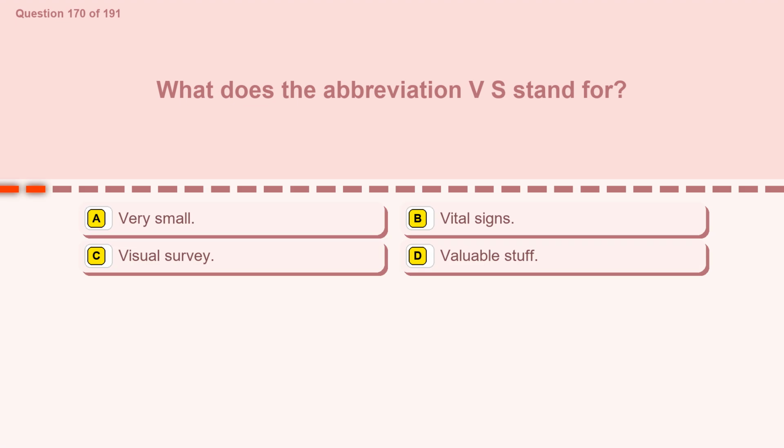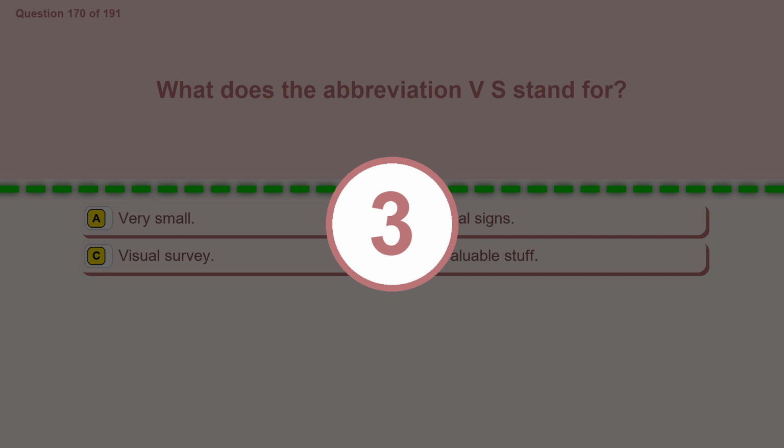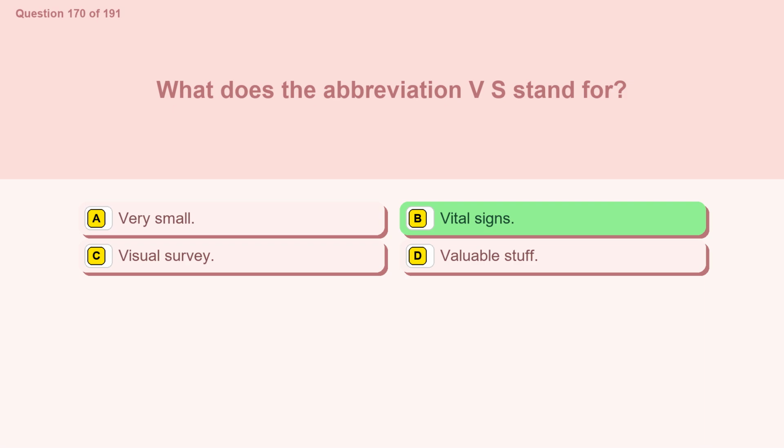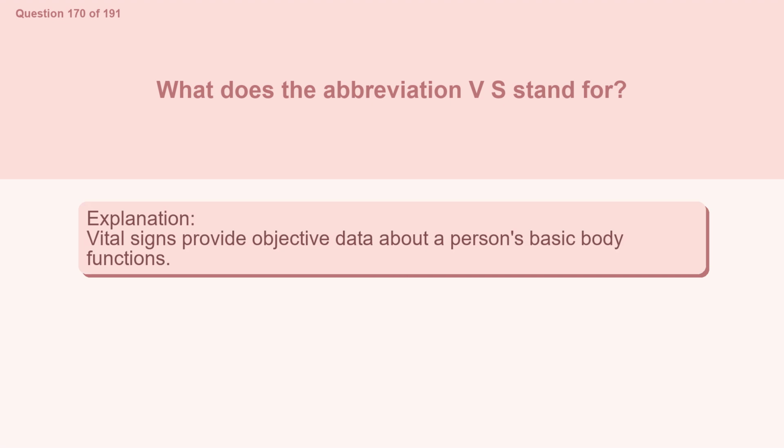Question 170. What does the abbreviation VS stand for? Option A, very small. Option B, vital signs. Option C, a visual survey. Option D, valuable stuff. The correct answer is option B, vital signs. Vital signs provide objective data about a person's basic body functions.